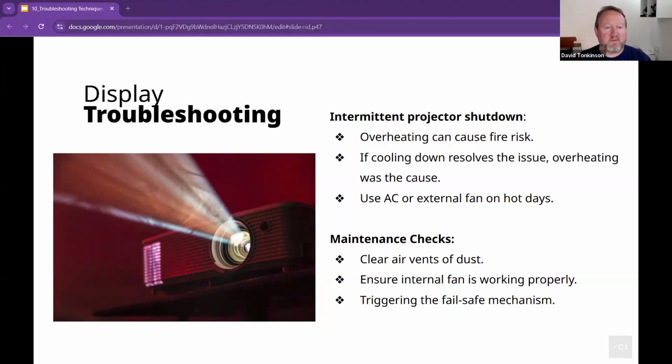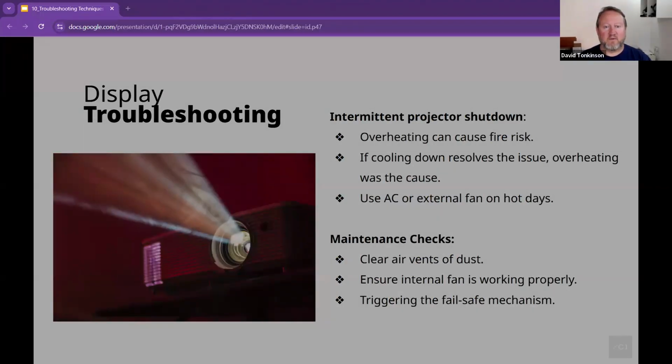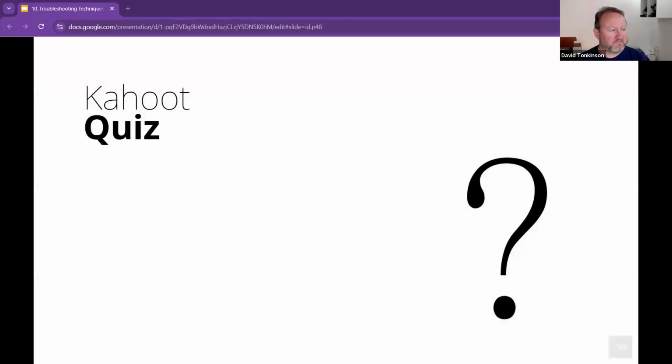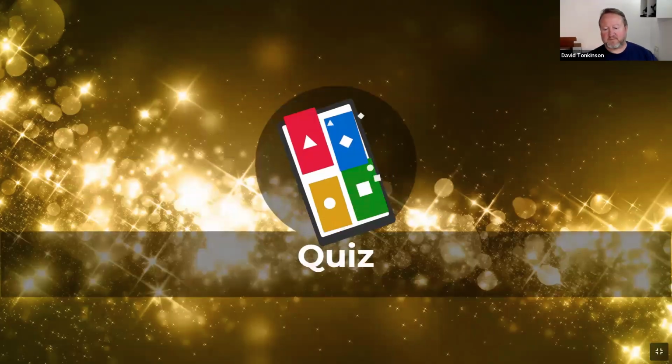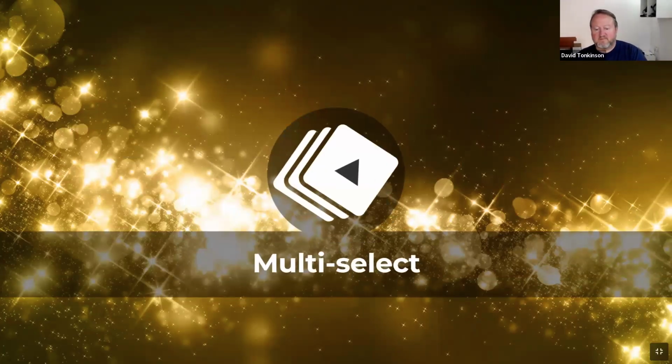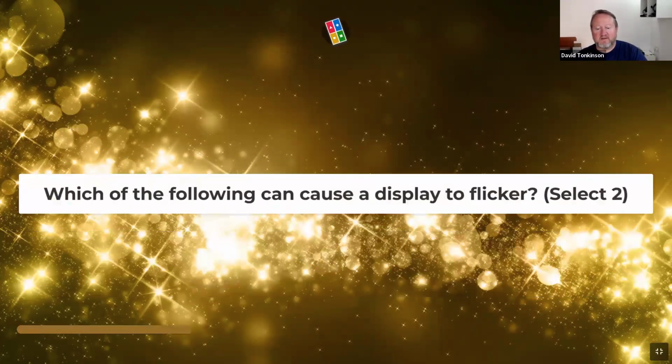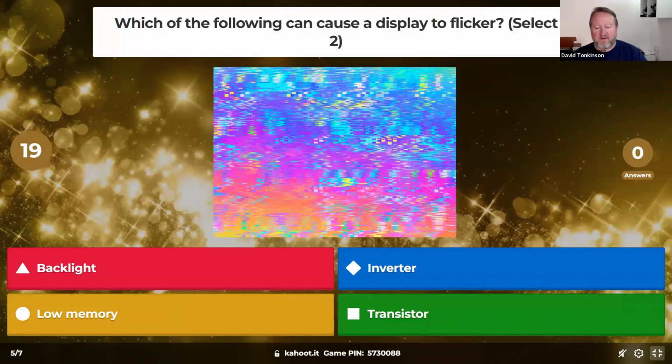Any questions about display troubleshooting? Oh, let's drop into Kahoot then. Let's see what we can do. Ready, everyone? Fastest fingers. Here we go. Multi-select. Which of the following can cause a display flicker?